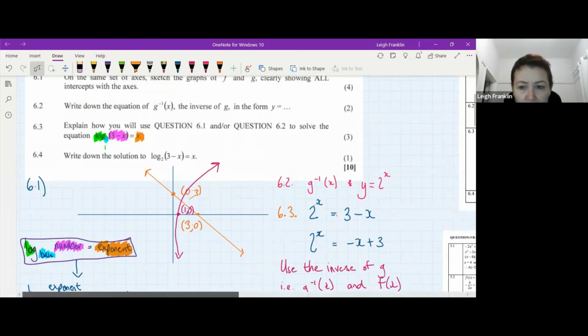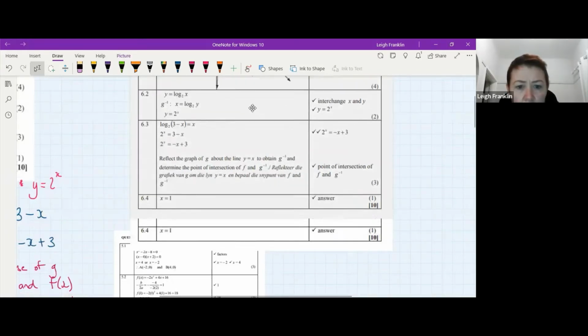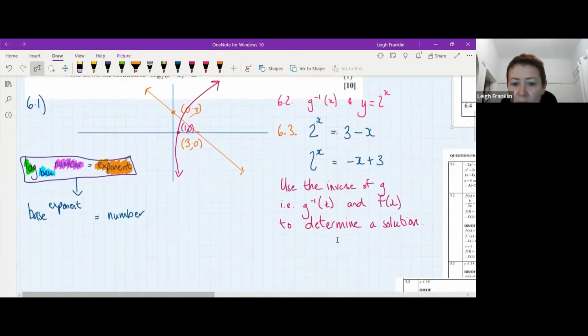If we have a look over here in our answers, there we go. So what we would need to do is reflect the graph g about the line y equals x. So that means to obtain g minus 1 and then determine a point of intersection of f and g to the minus 1. Does that make sense to everybody? Okay, so it's a point of intersection between the inverse and f of x.